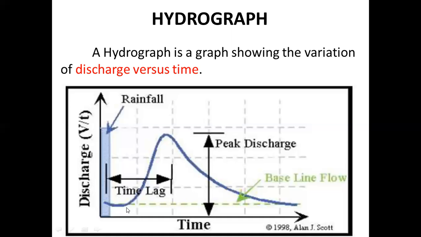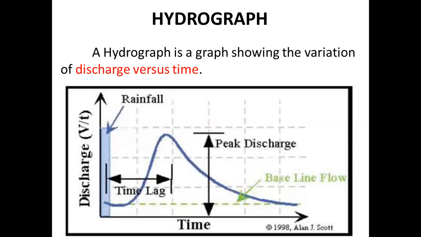You can see this here. This is the start of the rainfall. This is the time lag. Time lag is the time taken to reach the maximum peak point. And here, this is the maximum point. This is called the peak discharge, the highest maximum discharge. And finally, this is called the base flow, the baseline flow. That means this much water is already available and keeps flowing.